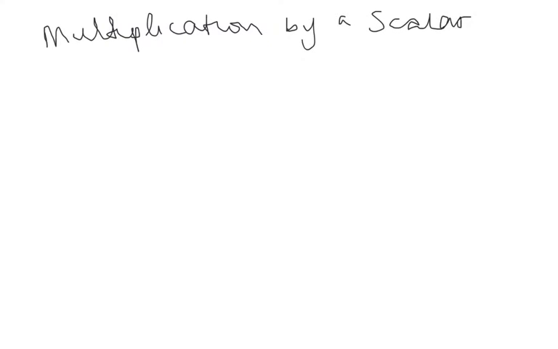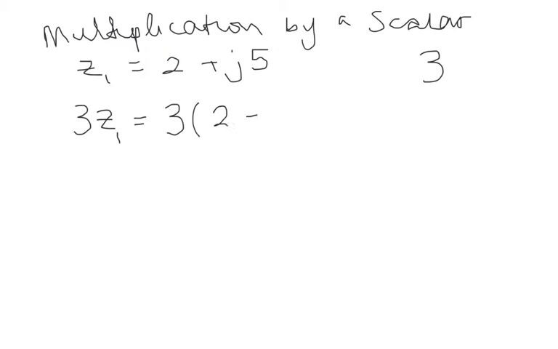Multiplication by a scalar. If we take the complex number Z1, which is 2 plus J5, and we multiply it by a scalar. Remember, a scalar is just a number, so we can take the scalar 3. Multiply Z1 by 3, we can just multiply 2 plus J5 by the number 3.